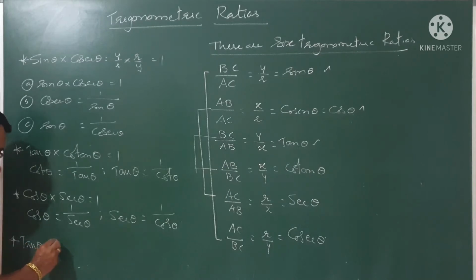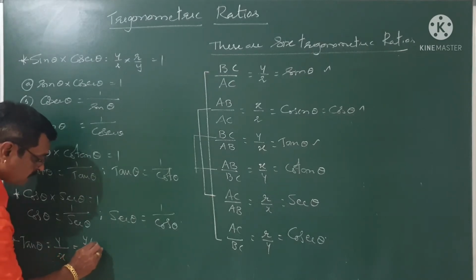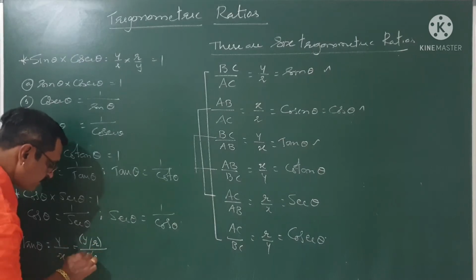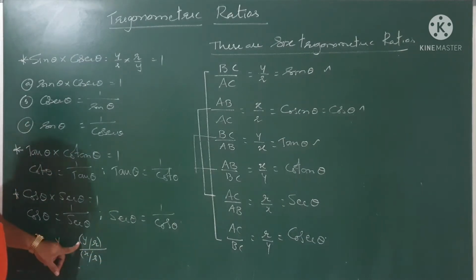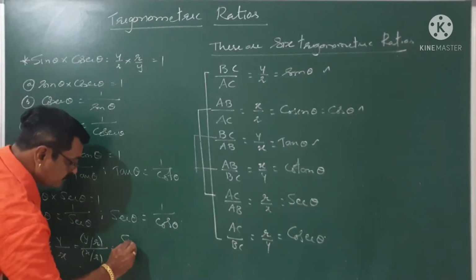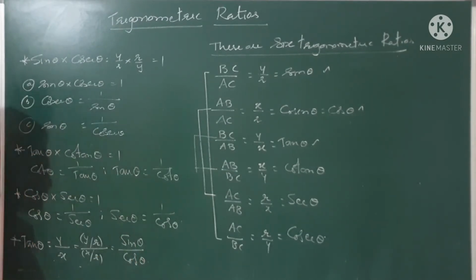Tan theta is nothing but y by x. Now, I am going to divide both y and x by r. If I do that, I'll get (y by r) by (x by r). Now y by r is nothing but sin theta and x by r is nothing but cos theta. So I can write this as sin theta over cos theta.